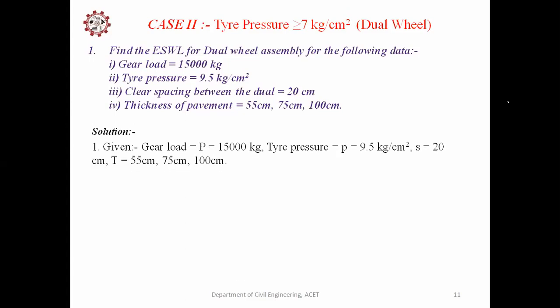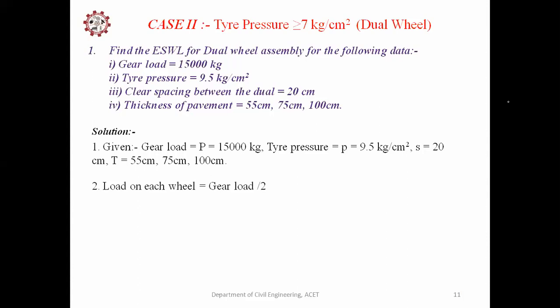So for the solution, first you write down all the given values. Gear load 15,000 kg, tire pressure small p 9.5 kg per centimeter square, S or small b 20 centimeter, and thickness 55, 75 and 100 centimeter. For these thicknesses, we need to calculate the ESWL loading by drawing the graph.